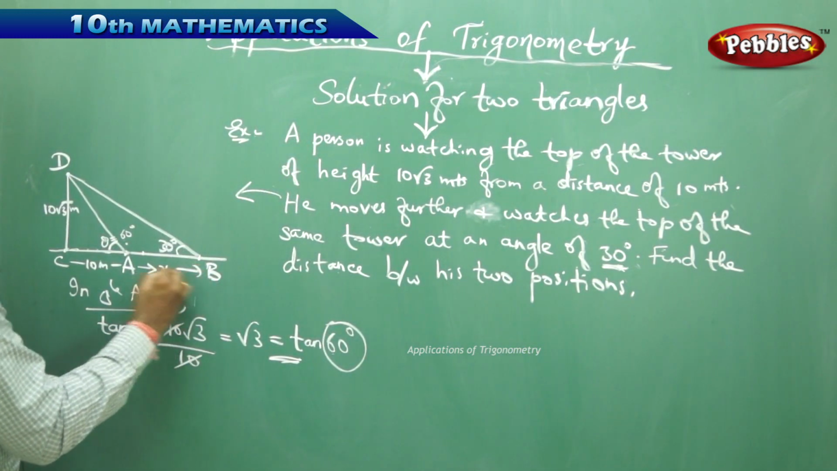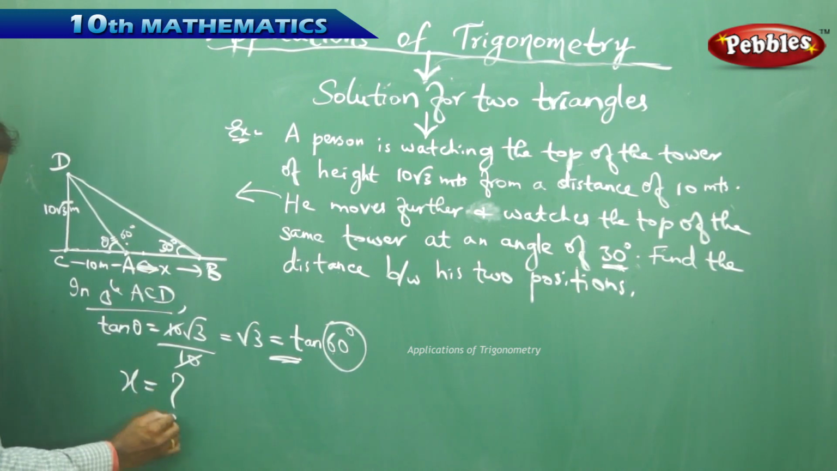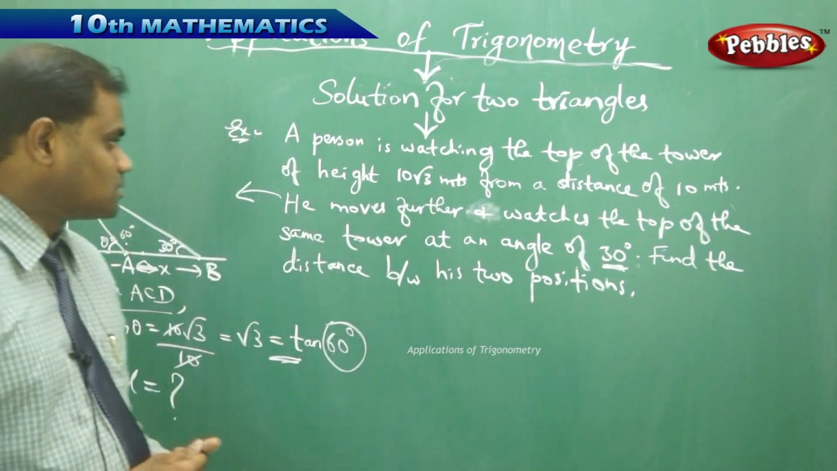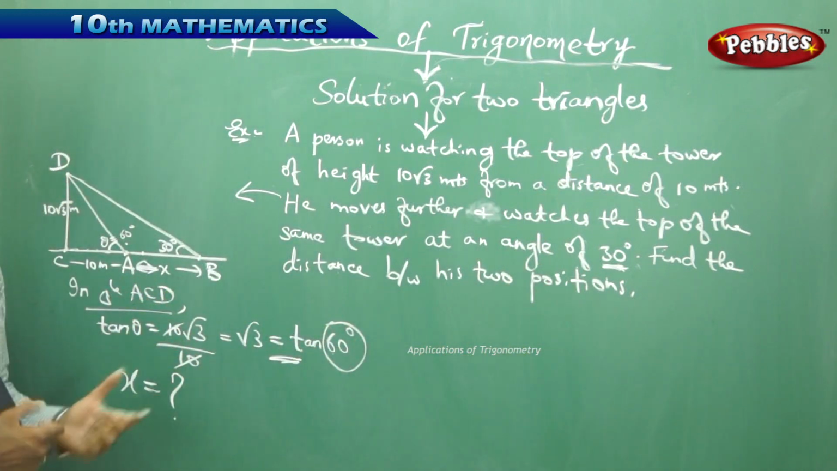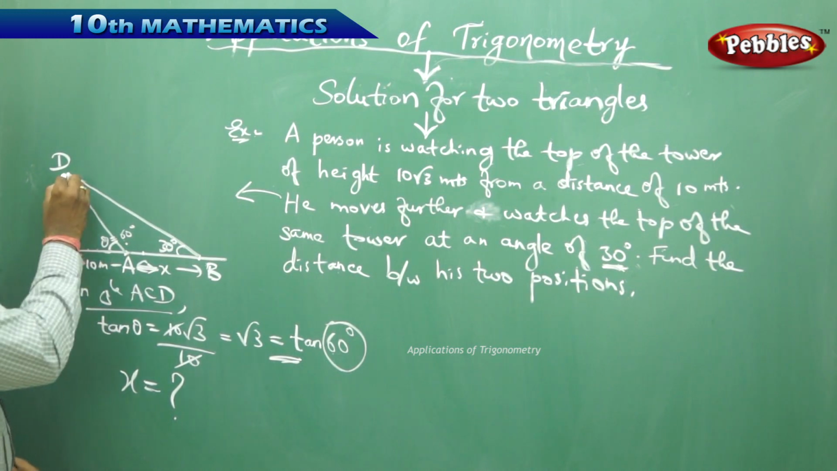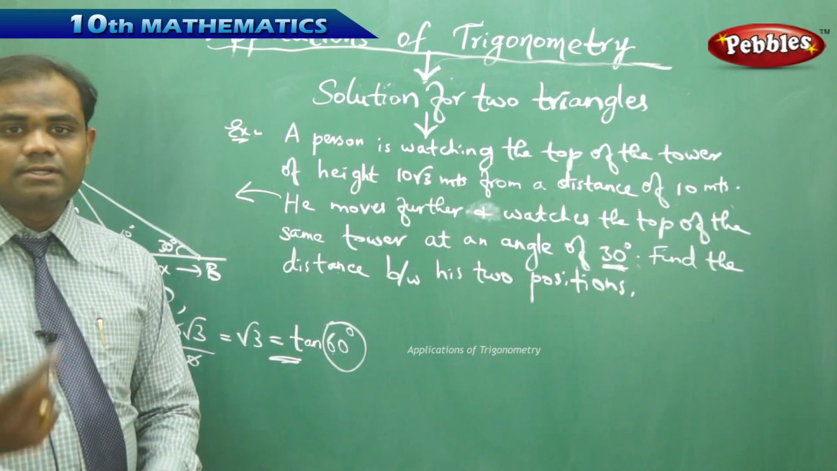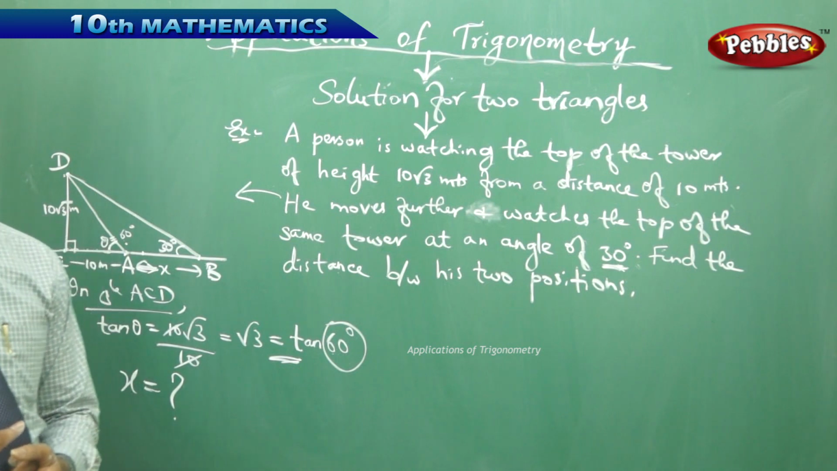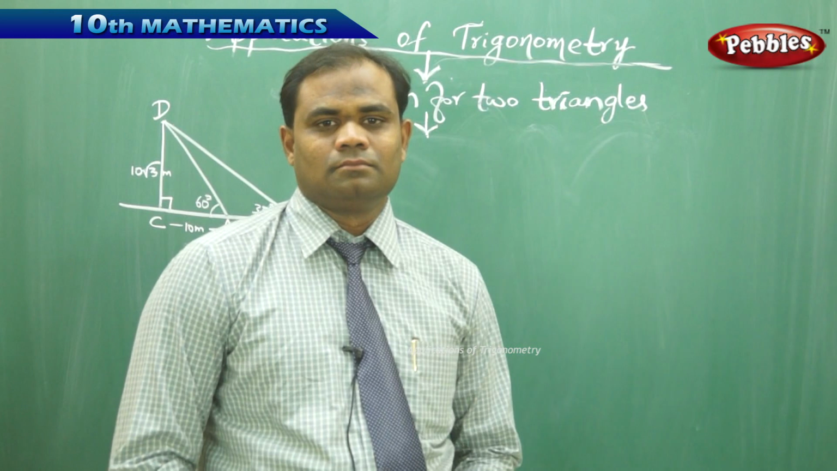So if I take this as x, then I need to find x in the given problem. How do I find x? Now this is related to the solution for two triangles, because this problem connected with trigonometric ratios has two triangles. One is the right angle triangle ACD, and next is the right angle triangle BCD, which give us the outcome of solving from each of the triangles. So let's see how we can solve from each of the right angle triangles as identified in this problem.